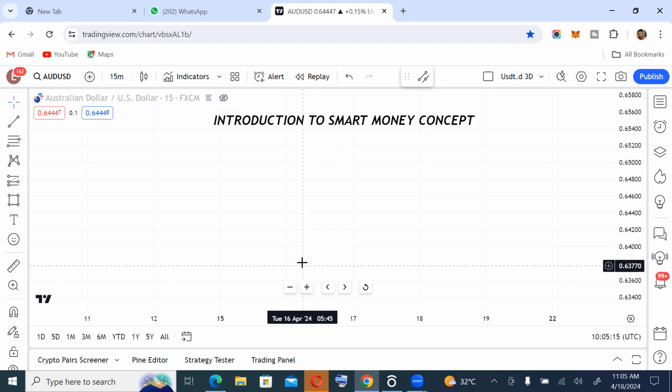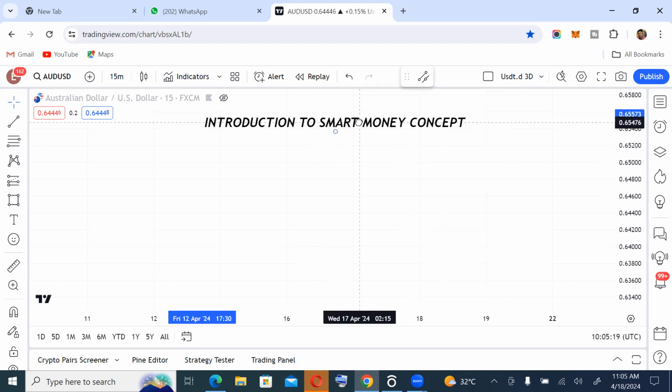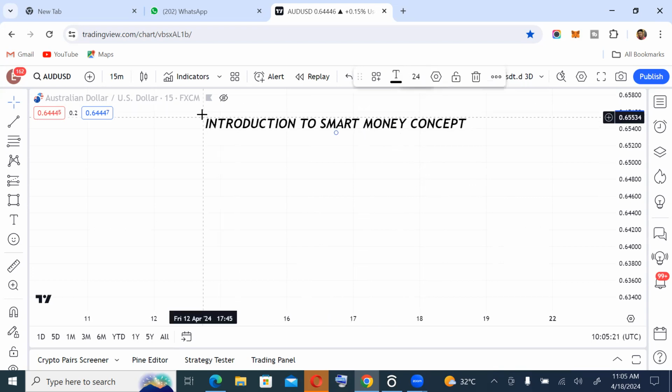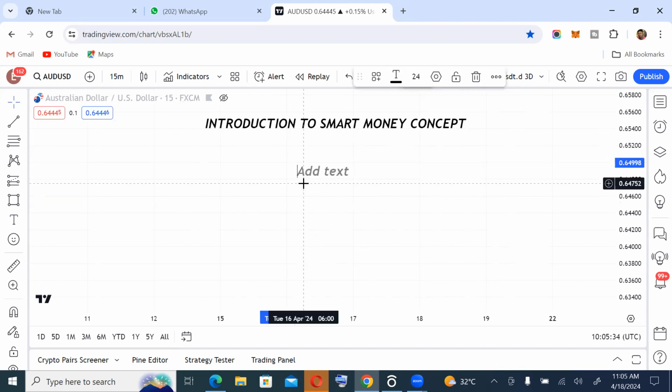Now, because the market is very liquid, those who control the market try to take advantage of this liquidity. Now, what makes up the liquidity? That should be the very first question. What makes up this liquidity?